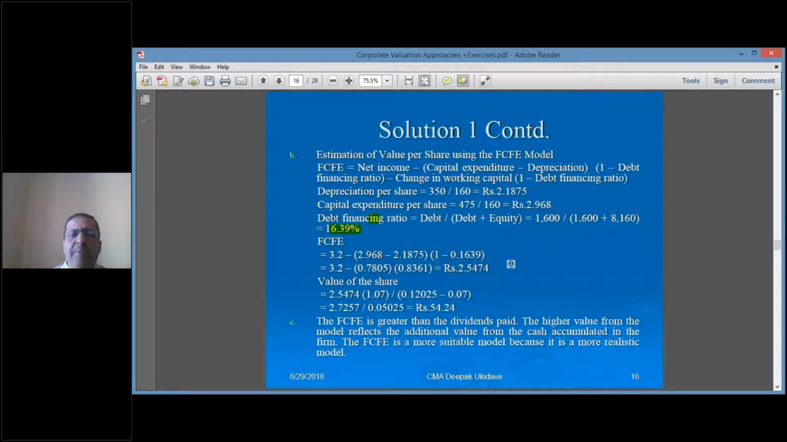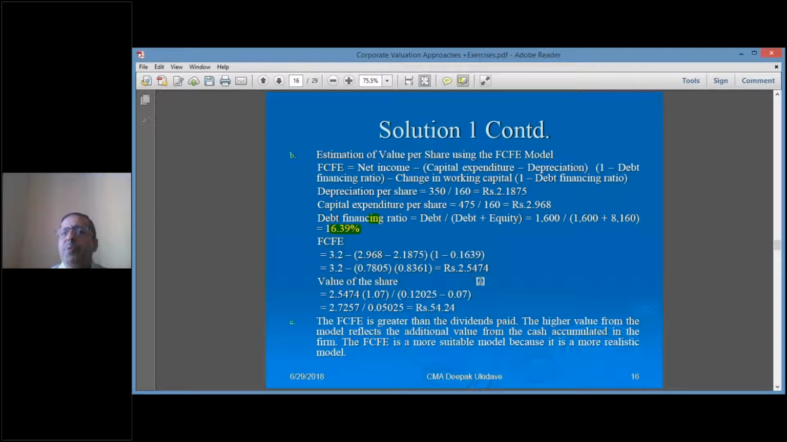Now this FCFE you are to discount to present value, and it's only for 1 year. So FCFE multiplied by growth rate. This is past FCFE, free cash flow to equity, into growth rate 7%, 1.07, upon KE 12.025, which we worked out, minus G, the growth rate, to get the answer 54.24. That is the value of the share using FCFE.